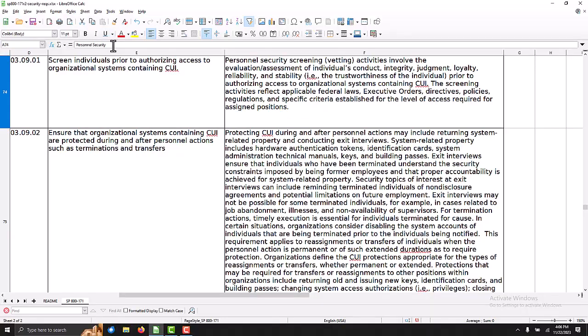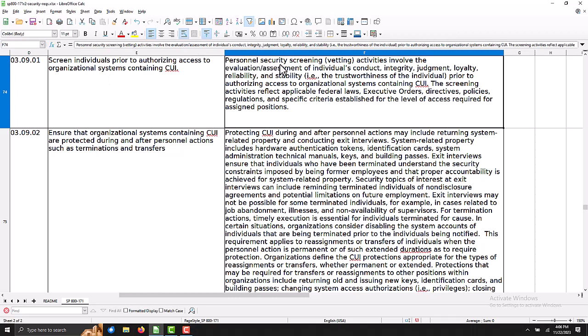On today's control, if you look down here, our control today is 3.9.1. Screen individuals prior to authorizing access to organizational systems containing CUI. It goes into a little more detail in the cell next to it: personnel security screening, vetting, activities involved, evaluation, assessment of a person's conduct, and so on.